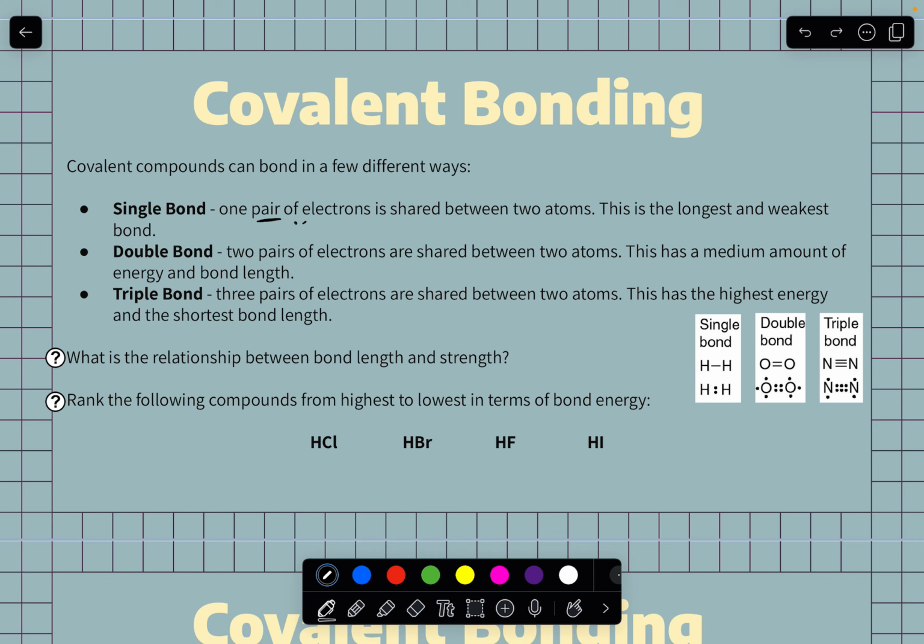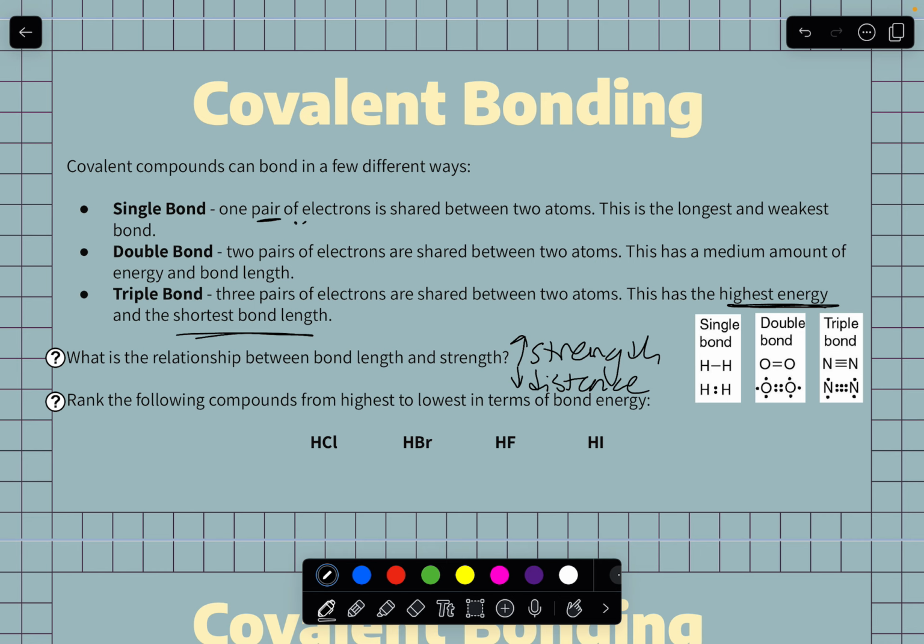Okay, so we have 2 questions here. The first one is, what is the relationship between bond length and strength? A stronger bond is going to pull on itself more. If it's pulling more, it's going to be closer together. So if we increase strength, we're going to decrease distance. That's why our triple bond has the highest energy, the highest strength, but the shortest bond length.